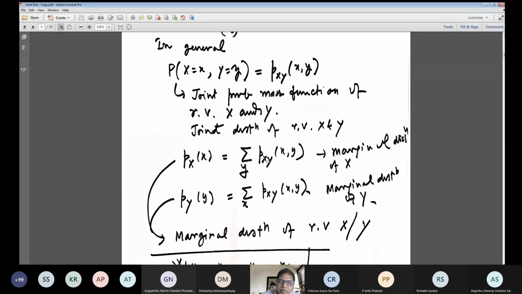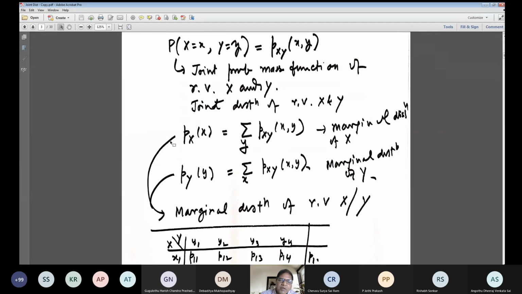As we have seen from the table, if I sum this joint probability over all possible values of Y, we get the probability mass function of X. And similarly, if I sum over all possible values of X, then we get the probability mass function of Y. These are known as the marginal distribution of X and the marginal distribution of Y. So this is the joint distribution, and these are the marginal distributions of the respective random variables.